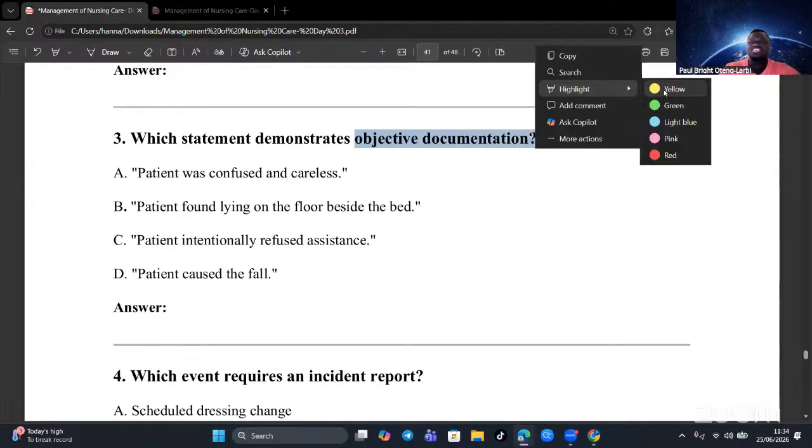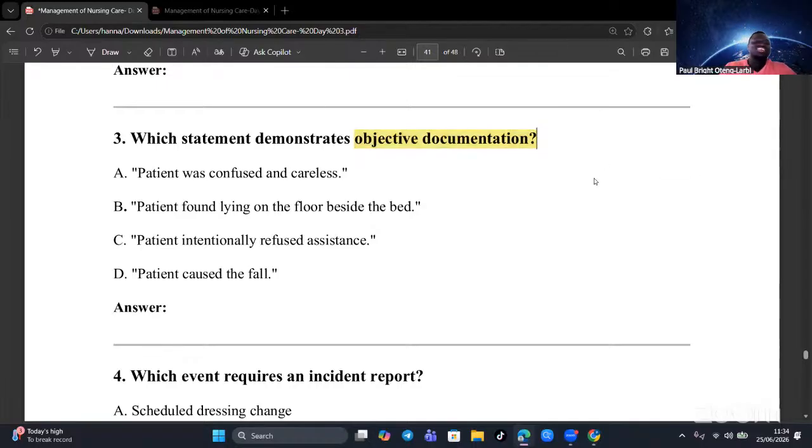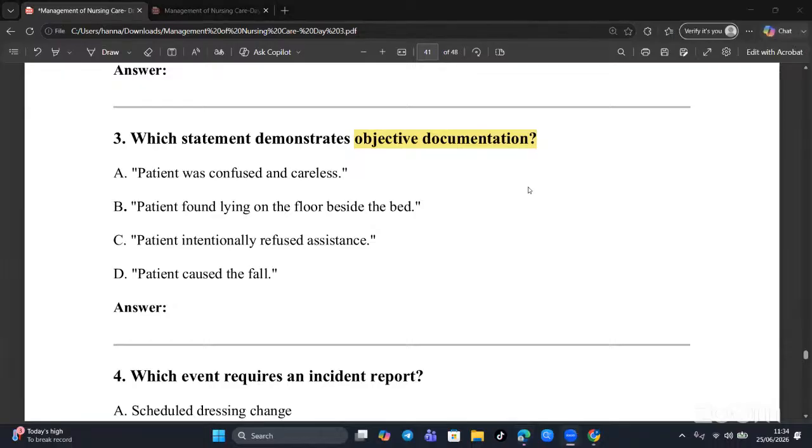Objective signs and symptoms. Objective documentation. Yes. B. Patient found lying on the floor beside the bed. Okay. Yes, patient found lying on the floor beside the bed.